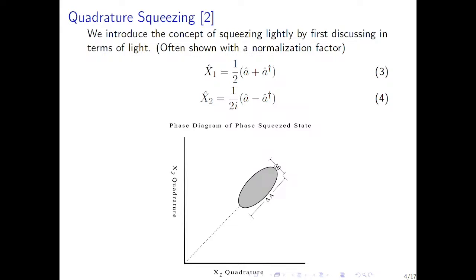Here is kind of where my research began. We looked at these quadratures. Here's a phase space diagram down here that I made. You can think of these quadratures as defining a geometry that goes with the uncertainty in the phase and the amplitude of a light wave.